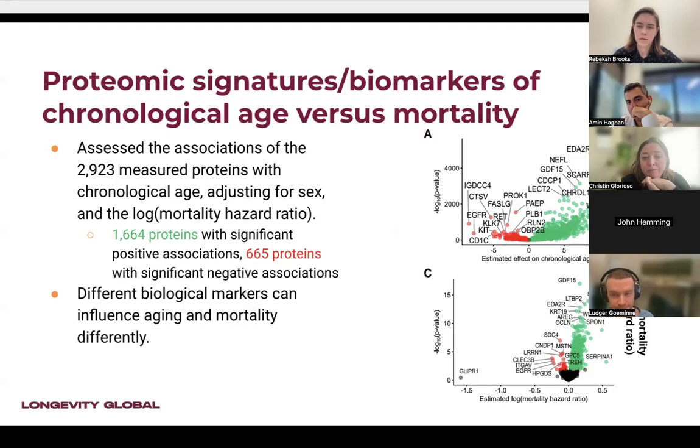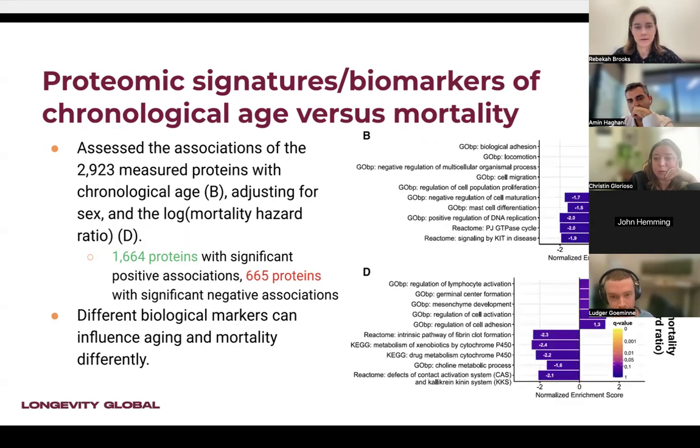Is there a reason why there's more proteins positively associated versus negatively associated? I don't know. That I don't know. Okay. It might be inflammation markers. That would be my guess. Related to inflammation. That's what we see in the brain, at least.